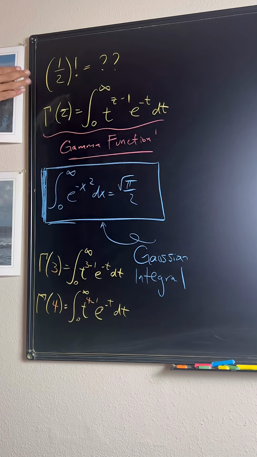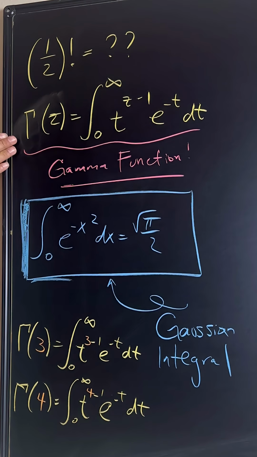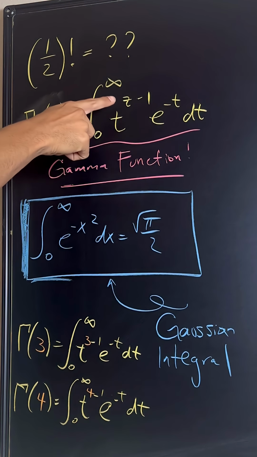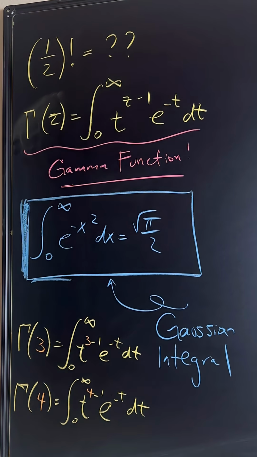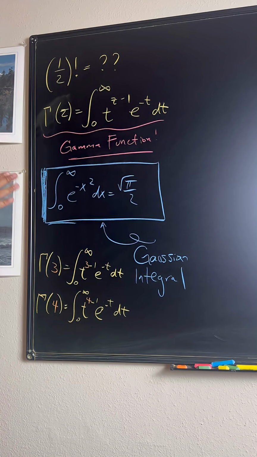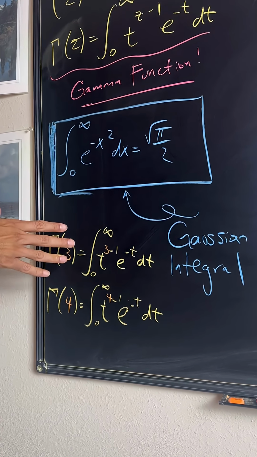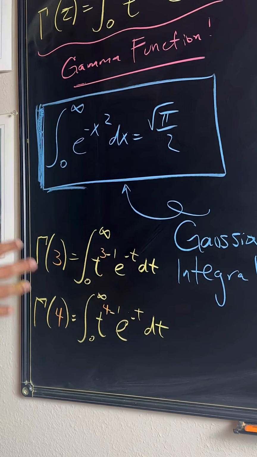So before we even calculate 1/2 factorial, let's talk about our players. We have the gamma function, which is defined by an integral from 0 to infinity of t to the z minus 1 times e to the negative t, where z is our input and typically that's a complex value. Now we're going to need the Gaussian integral in a second. I encourage you to try to solve for gamma of 3 and gamma of 4 and see if you see a connection. By the way, it's really easy to solve. All you need is some integration by parts.